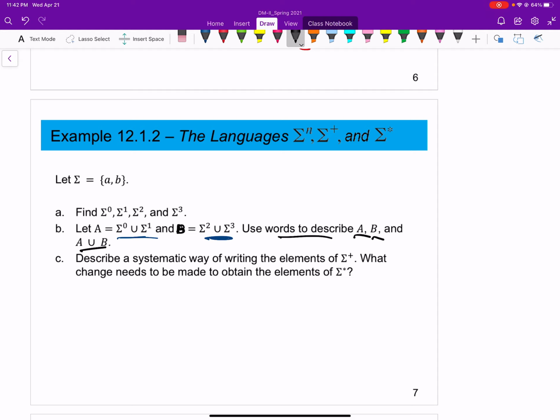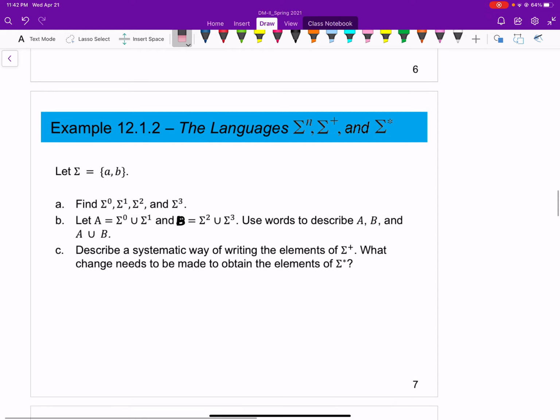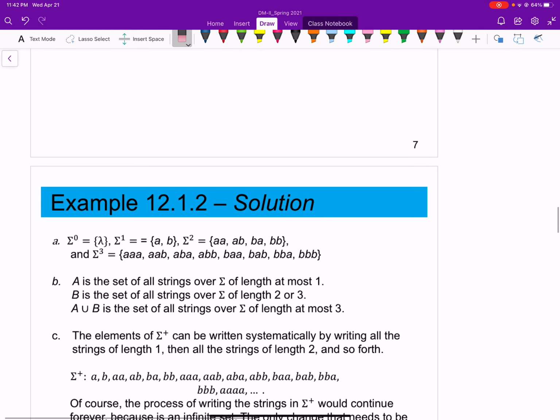That's part B. Part C, describe a systematic way of writing the elements of sigma to the power plus. What change needs to be made to obtain elements of sigma to the power asterisk. All right, so these are the problems given to you. In the first case you have to find sigma to the power 0. I have written them down in the next slide. Let's move to the next slide.